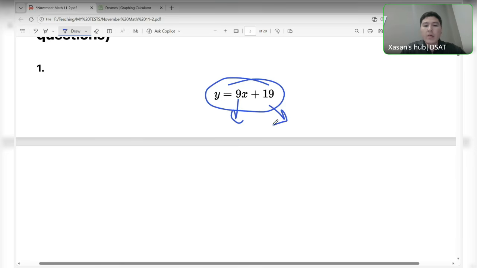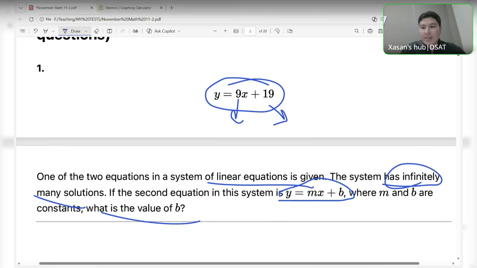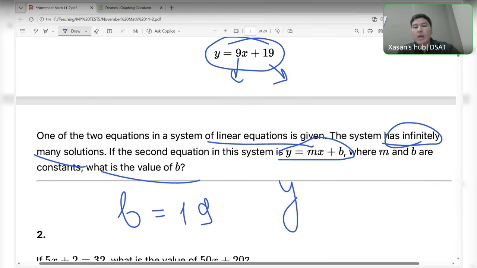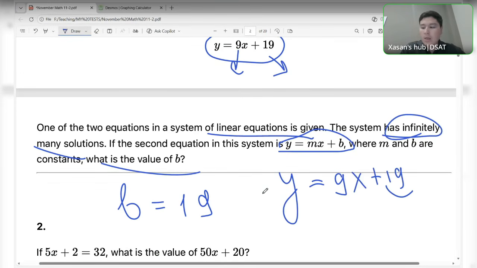is our y-intercept. And if they have infinitely many solutions, that means you must have the same slope and the same y-intercept. So the y-intercept of the second function, which is b, must also be 19. You must have the same equation, y equals 9x plus 19. And as you guys can see, b is 19 here.